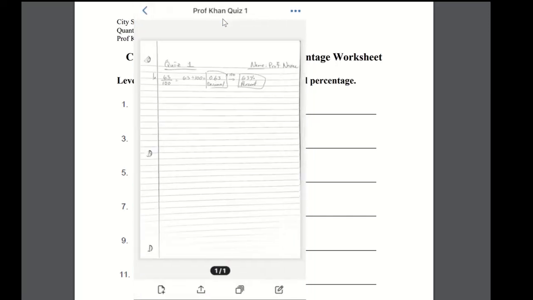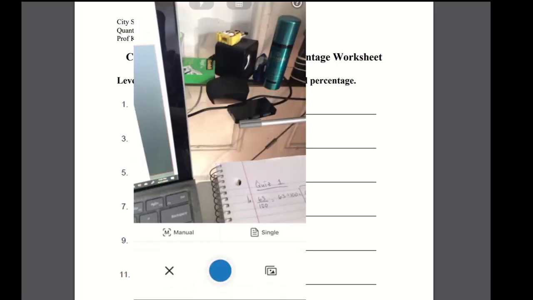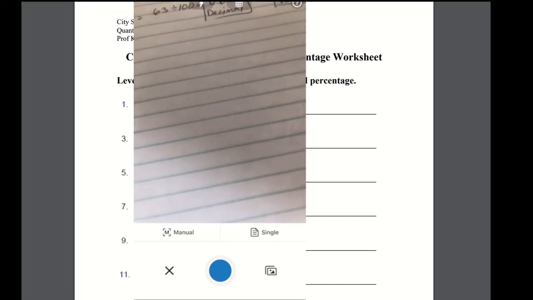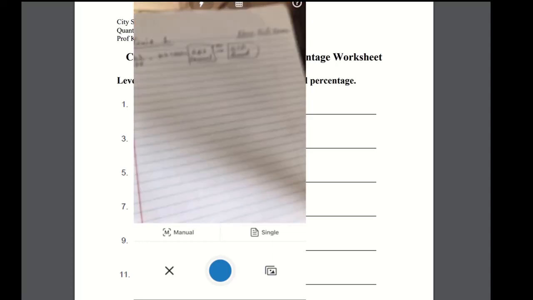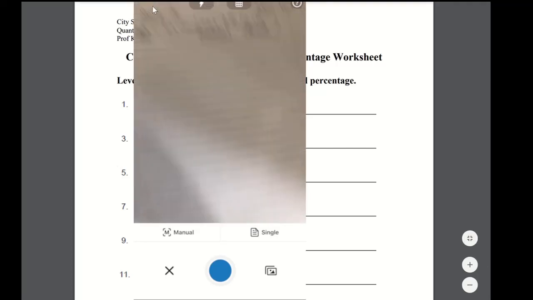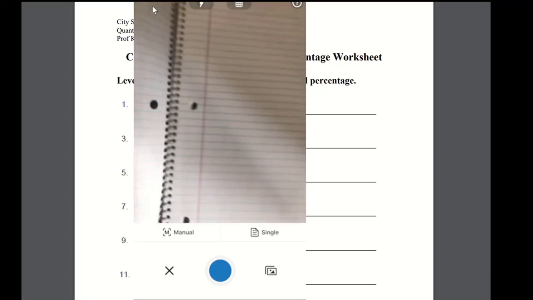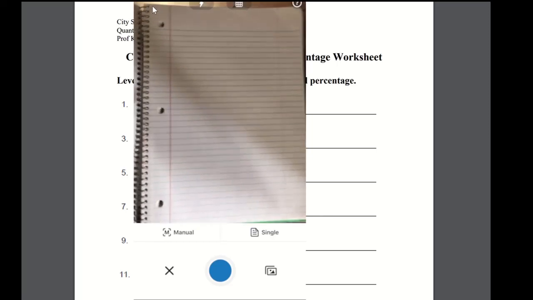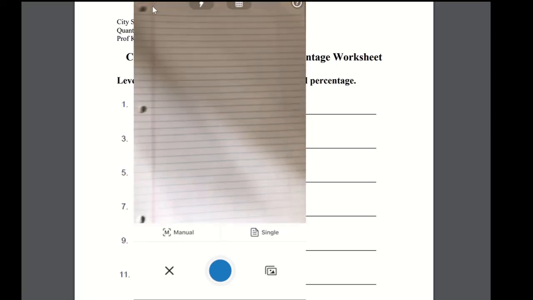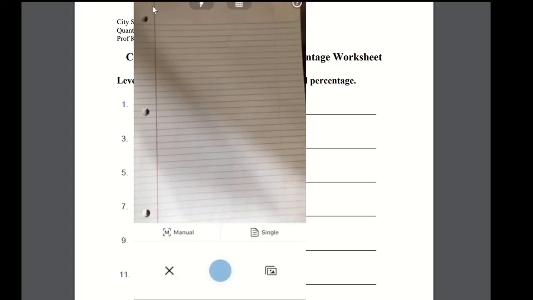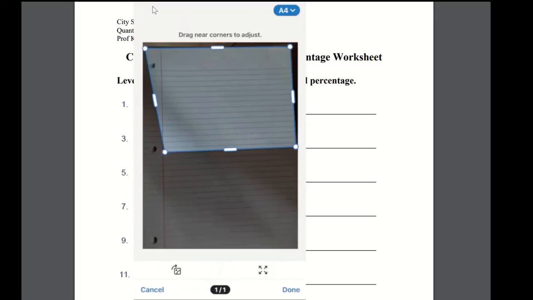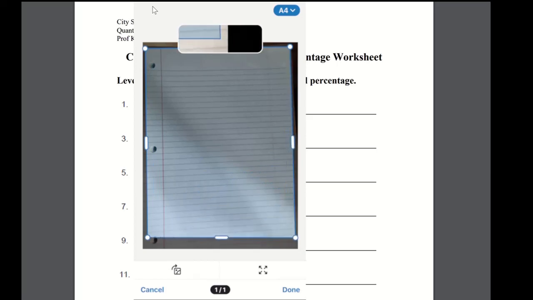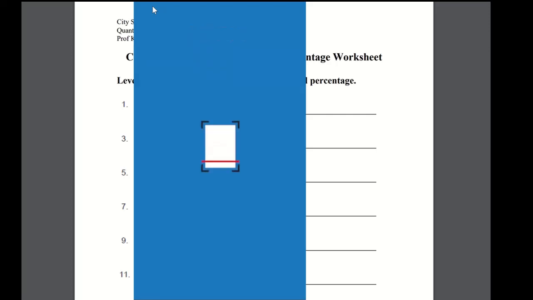Now if you wrote more than one page, you click on that, and then there's this button right here. You could add more pages to it. Hit plus. Again, it's my messy desk. So if you have another page, you take another picture. Imagine you had written something here or here. You take another picture, and it's gonna let you drag it. So imagine I had more writing. Hit done. So save.